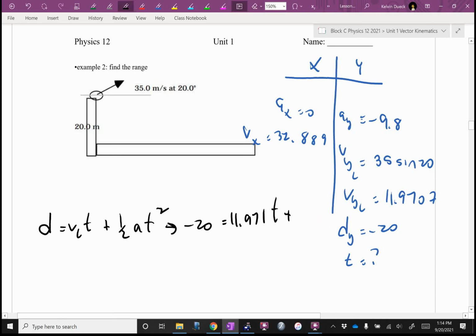Instead of a half A, Mr. Duick, how about negative 4.9 T squared? What kind of an equation is this? How do I solve a quadratic? Before I do the quadratic formula, what was step 0? So I'm going to rewrite this as positive 4.9 T squared minus 11.971 T minus 20 equals 0.